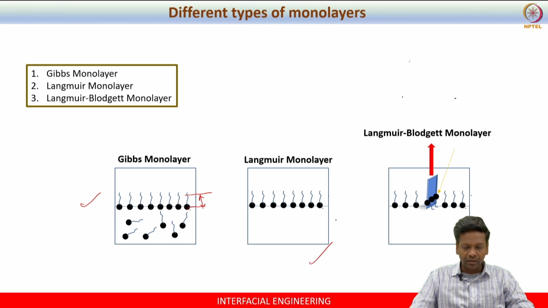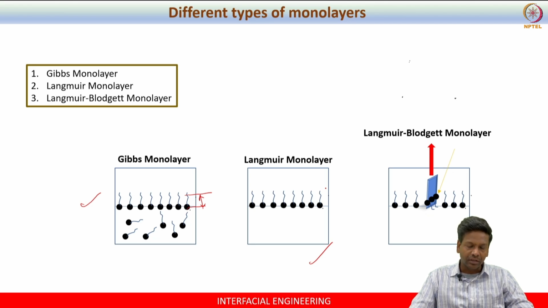The second type is the Langmuir monolayer. In this case, unlike the Gibbs monolayer, we will not be employing the surfactant molecules in the bulk, because the solute that we choose may not be soluble in the medium that we work in. For example, if you choose water as the medium, this molecule will not be soluble in water. In such a case you can achieve what is known as the Langmuir monolayer.